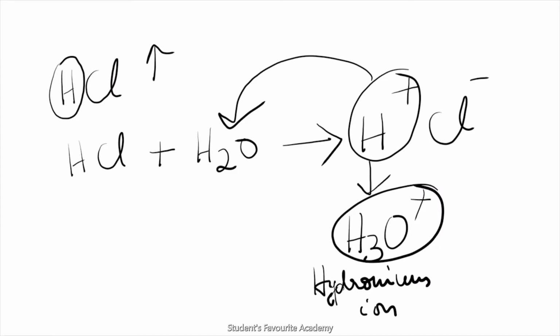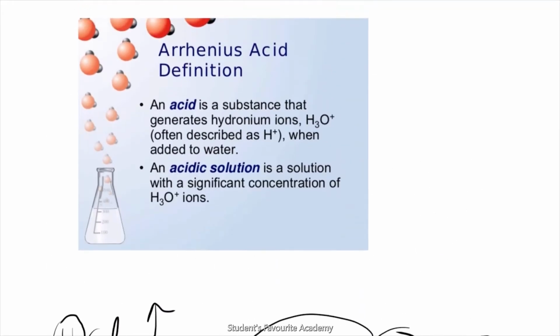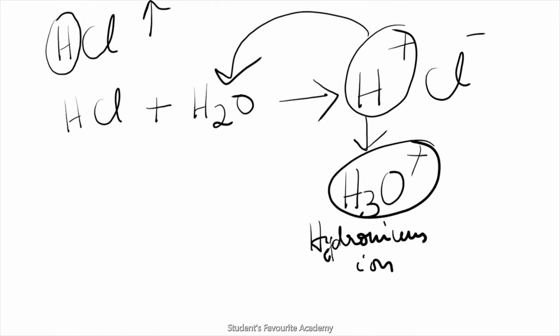That is why an acid is defined as a substance that produces hydronium ions when added to water. The actual source of the hydronium ion is the H plus ion released. The H plus ion released gets attached to the water molecule and forms the hydronium ion. So an acidic solution is a solution with a large concentration of hydronium ions. Is it clear, children? So that is the definition of an acid.